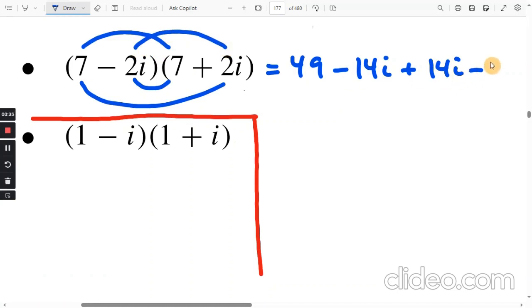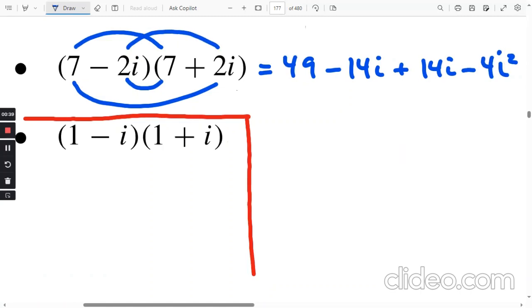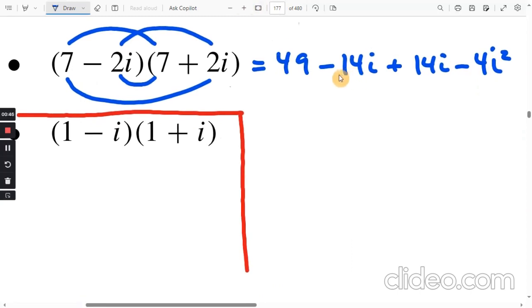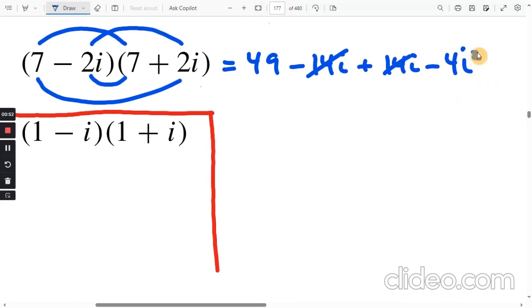That's going to be a negative 4i squared. All right, negative 14, positive 14, that's gone. I squared is the same as negative 1. So I'll cross off the I squared and write negative 1. And of course, negative 4 times negative 1 is going to be positive 4. 49 plus 4 equals 53.